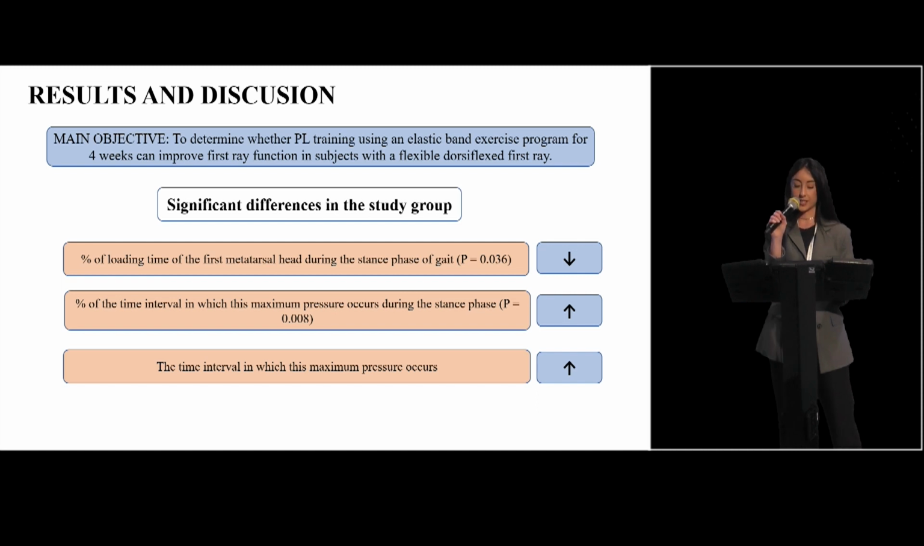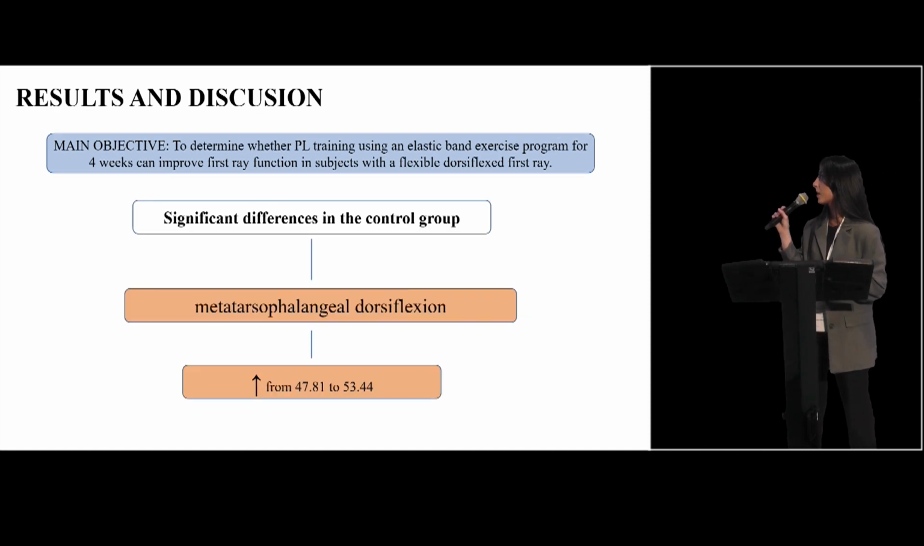The decrease in the first variable may be due to the exercises helping to improve the functionality of the first ray. Regarding the second variable, the increase may be because if the first ray is dorsiflexed, when the foot pronates, forces are transferred towards the medial forefoot for a longer period. Finally, muscle strengthening reduced the loading time during the stance phase, bringing the moment of maximal load closer to liftoff.